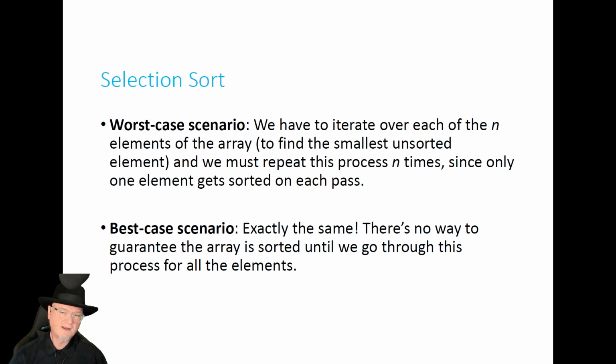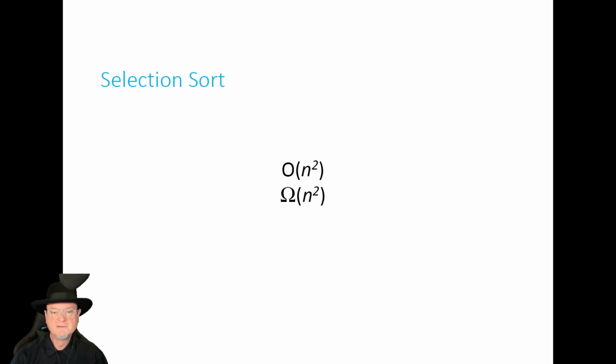Best case scenario is that it actually is exactly the same. We have to go through that process every time because we won't know that it's all sorted until we go through it per the algorithm. And for that reason, the efficiency is fairly low for this algorithm, n squared, and likewise the omega is also n squared.